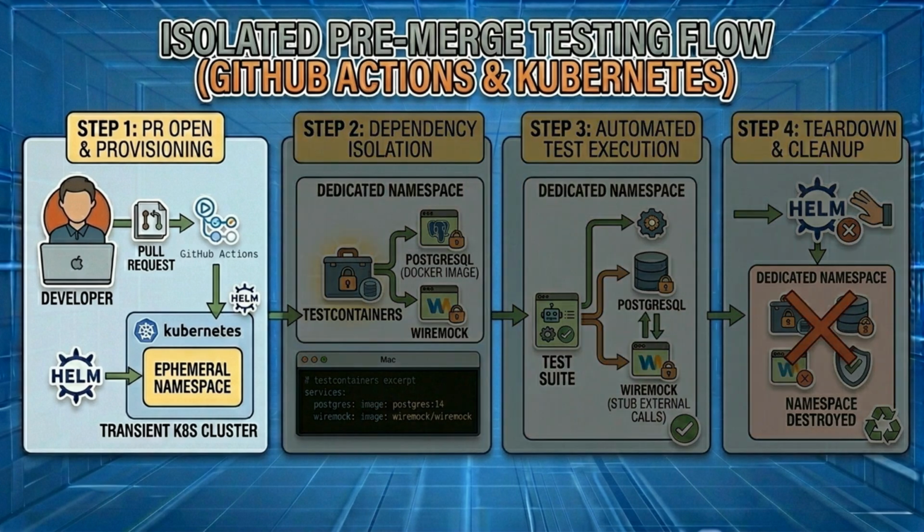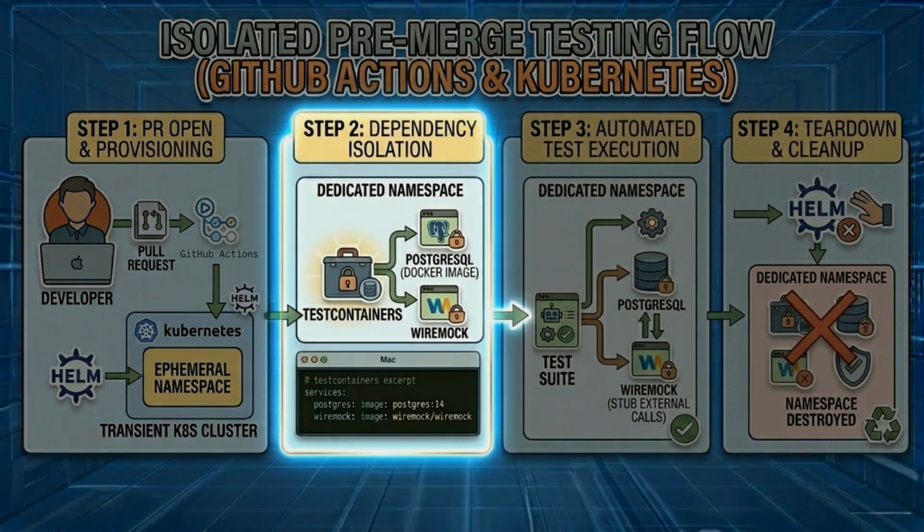Step 1. A developer opens a PR. This triggers a GitHub Actions workflow that executes a Helm chart to provision a dedicated ephemeral namespace inside your transient Kubernetes cluster.